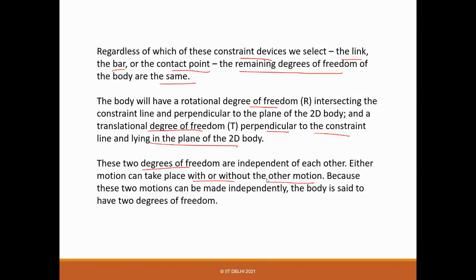But coupled doesn't mean it's not true. Coupled means that, depending on where you are rotating and what point on the object you are considering for the motion, you can have both motions together also. So because these two motions can be made independently, the body is said to have two degrees of freedom. And that's the reason we are saying degree of freedom.